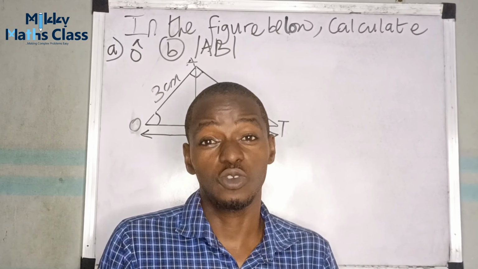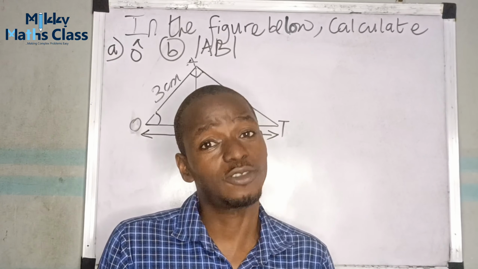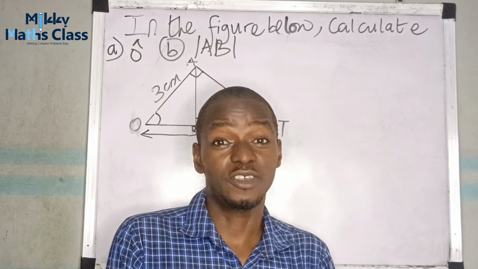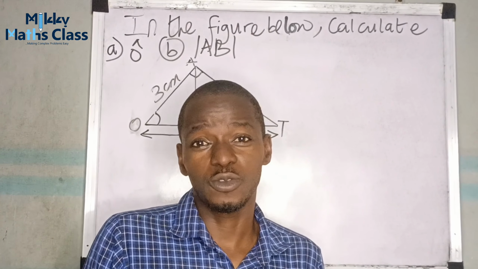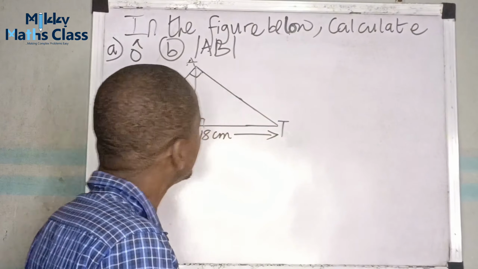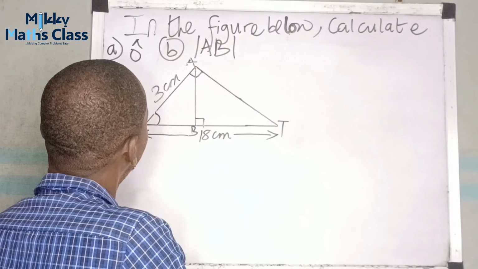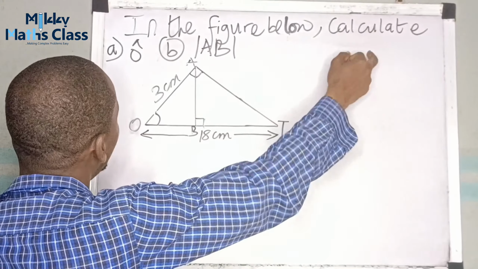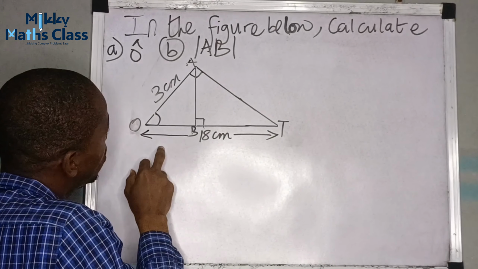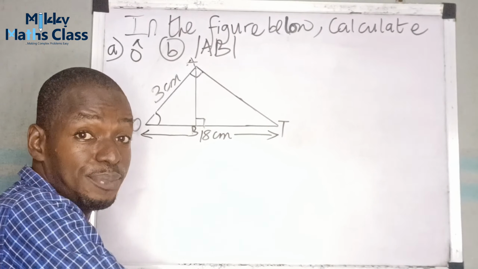Welcome back once again to the Making Maths Class, a channel solely dedicated to demystifying mathematics, making complex problems look easy. What do we have for today? A question sent in by one of my students. A trigonometric question. It says, in the figure below, calculate the angle at O and calculate line AB.